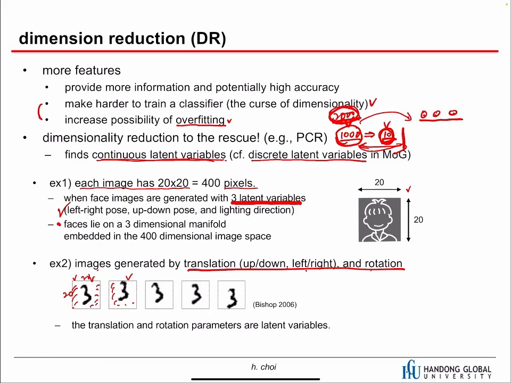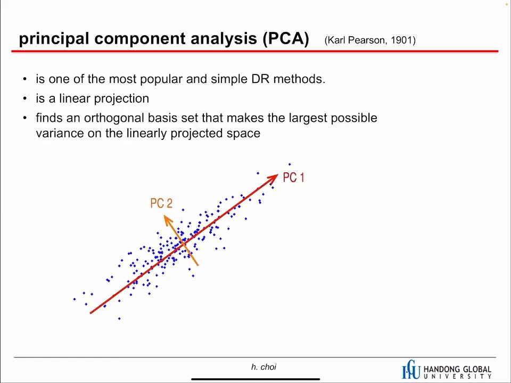So dimension reduction is actually interested in these factors, hidden variables. This is continuous latent variables. And PCA, or principal component analysis, is one of the most popular and the simplest dimension reduction methods, and it is a linear projection, and it finds an orthogonal basis set that makes the largest possible variance on the linearly projected space. So this figure explains pretty much of a PCA.